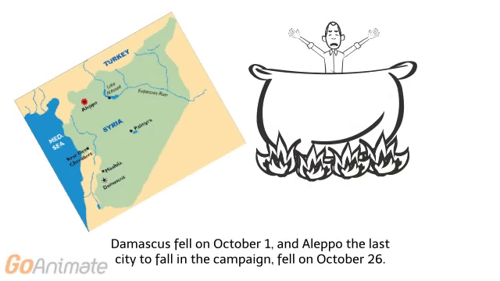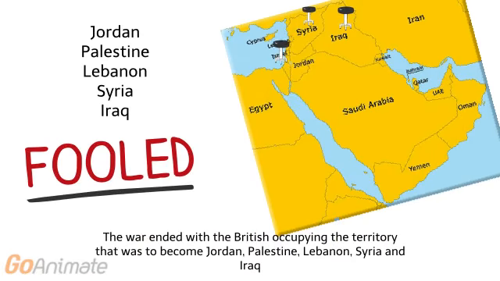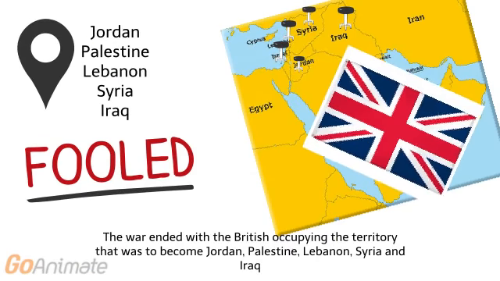Damascus fell on October 1st, and Aleppo, the last city to fall in the campaign, fell on October 26th. The war ended with the British occupying a territory that was to become Jordan, Palestine, Lebanon, Syria, and Iraq.